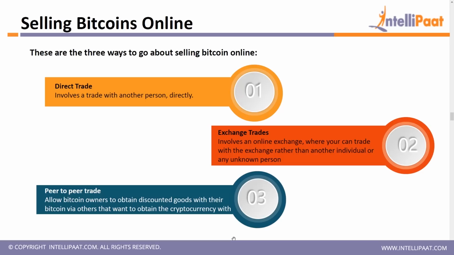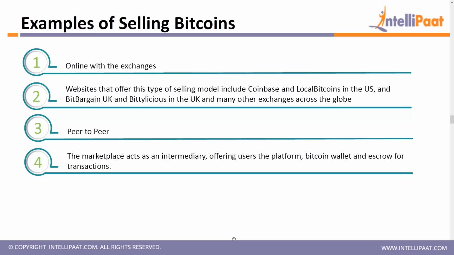Peer-to-peer trade allows Bitcoin owners to obtain discounted goods with their Bitcoin via others that want to obtain the cryptocurrency. So they are trading in Bitcoin. You have the option to trade in Bitcoin. You can buy discounted goods with your Bitcoin over the internet via others that want to obtain cryptocurrency in return. These are a few examples of selling Bitcoins.